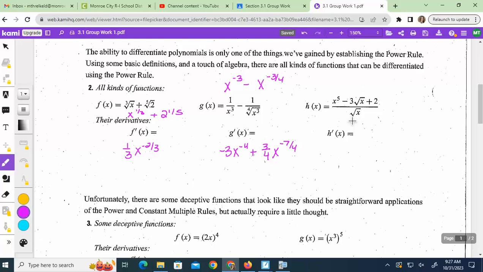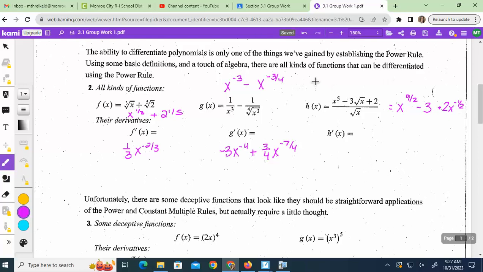Last one. A square root is like a 1/2 power. When you're dividing, what do you do with your exponents? Subtract. So this is like 5 minus 1/2, so 10 over 2 minus 1 over 2. So you have x to the 9 over 2 minus 3, what happens with those x's? They cancel. Plus 2x to the negative 1/2. Does everybody know how I got there?